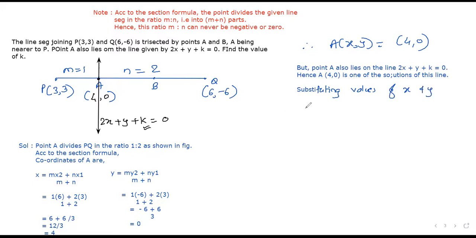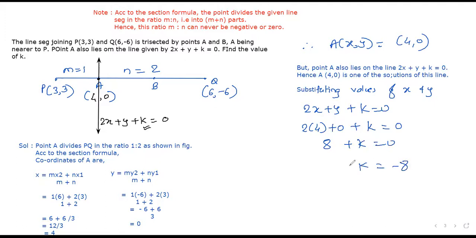Complete the sum, children. 2x plus y plus k equals 0. 2 into 4 plus 0 plus k equal to 0. 8 plus k equal to 0. K equals minus 8. Yes or no? Are we understanding? Getting the value of A using the section formula?